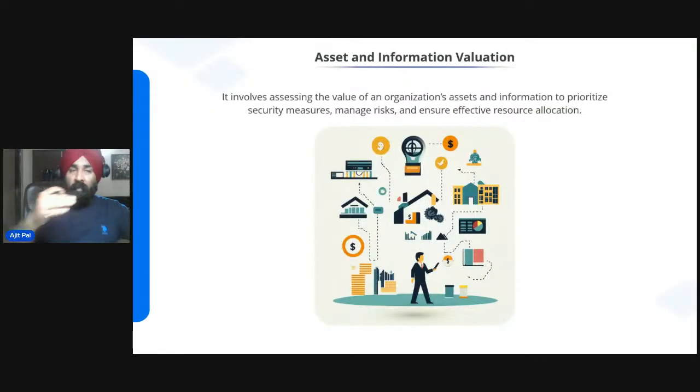The first one: before we go for identification, you need to identify the assets that you have in the organization and give value to those assets. When we say value, we think about dollar values. But in the real world, in corporate industries, from what I have seen in my 20 years of career, the value is normally given on the basis of confidentiality, integrity, and availability. So it involves assessing the value of an organization's assets and information to prioritize the security measures, manage risk, and ensure resource allocation.